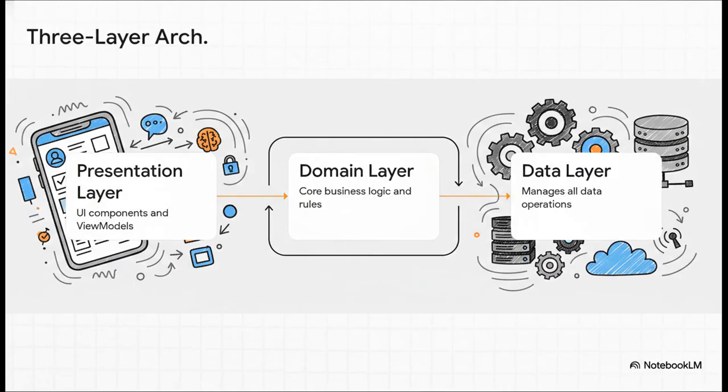So, how do we build that house? Well, we do it by splitting our app into 3 distinct layers. First, you've got the presentation layer. That's everything the user actually sees and touches. Then, deep in the middle, you have the domain layer. This is the brains of the whole operation. And finally, there's the data layer, which is in charge of, well, all the data. Let's break each one down.